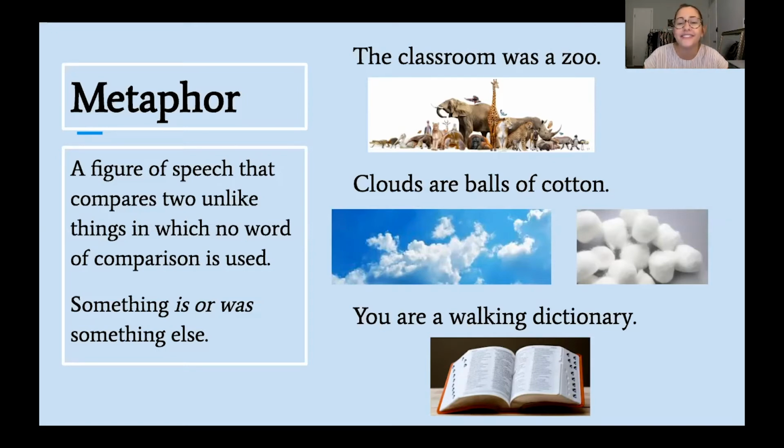So the first example I wrote down was that the classroom was a zoo. So if this was a simile, I would write the classroom was like a zoo. But for a metaphor, you just say it straight how it is. So you don't have any kind of comparison word. So I'm saying the classroom was a zoo.